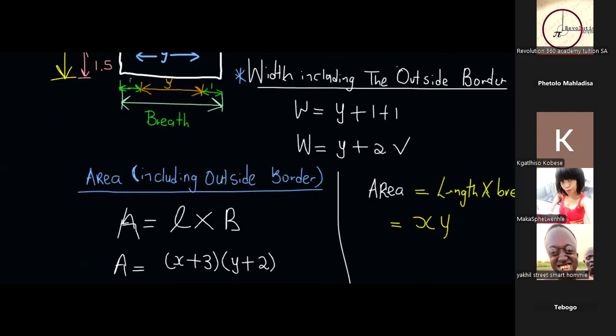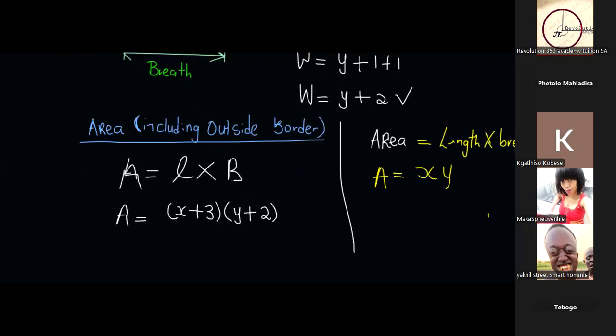Not only that, when you go to the information given, they actually spoke about something which is very important that I want to pinpoint. They say Mr. Zlamini wants to construct a rectangular lawn so that its area is 54 meters squared. So they gave us the area. So in place of area, you'll say 54. So you'll say 54 is equal to xy. Do you see now the important part?